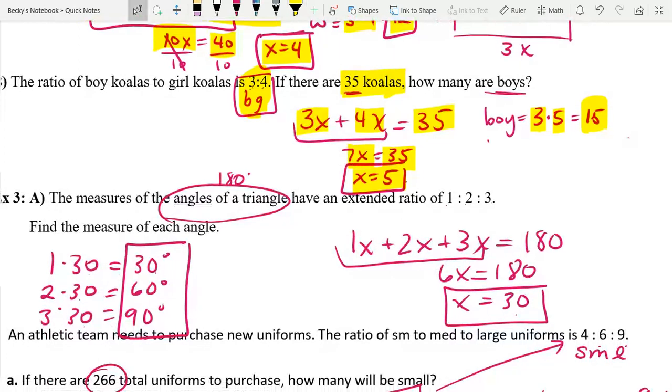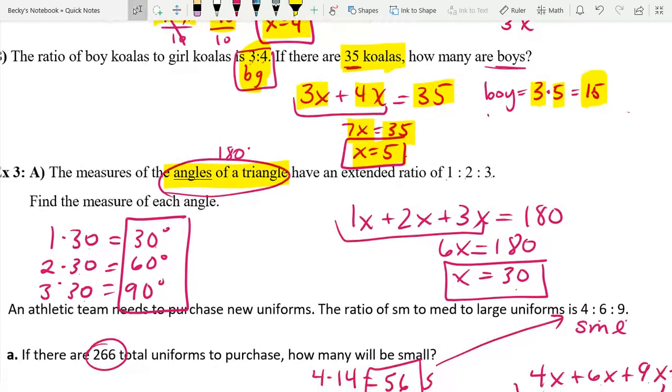So on this one, you have to read it carefully to see that the sum of the angles of a triangle, which we all know is 180, and it has an extended ratio of 1 to 2 to 3 because we know there are 3 angles of a triangle. So I'm going to take the 1, 2, and 3 and put a variable next to them because it's all going to grow at the same rate. And it equals 180 because the angles have a total of 180 degrees. So 6x equals 180, so x is 30.